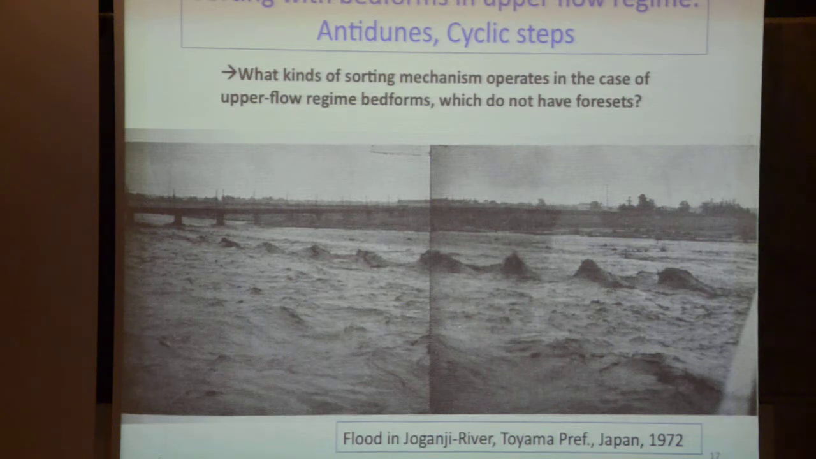So next, let's think about the case of upper flow regime bedforms such as antidunes and cyclic steps, which do not have a foreset surface. And this is a photograph of flooding of the Joganji River, and 3D waves occur on the water surface, indicating the existence of 3D antidunes beneath the water.